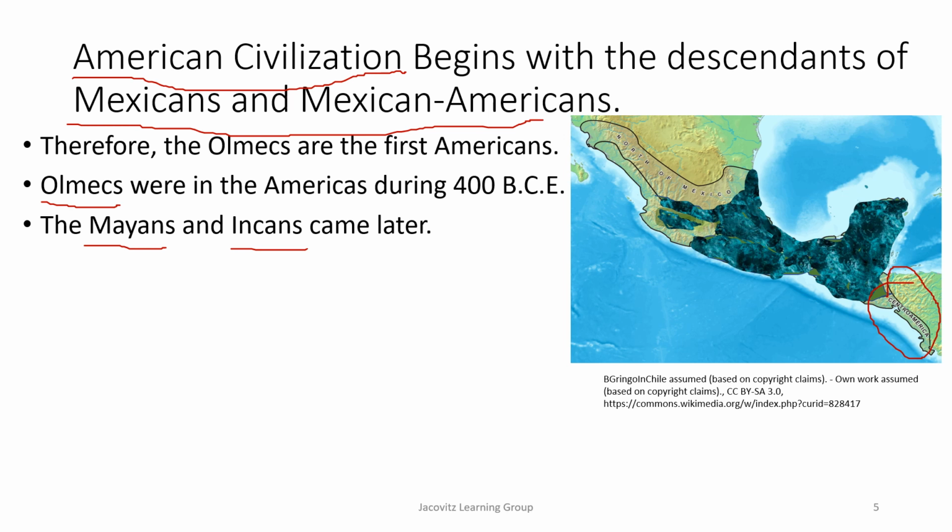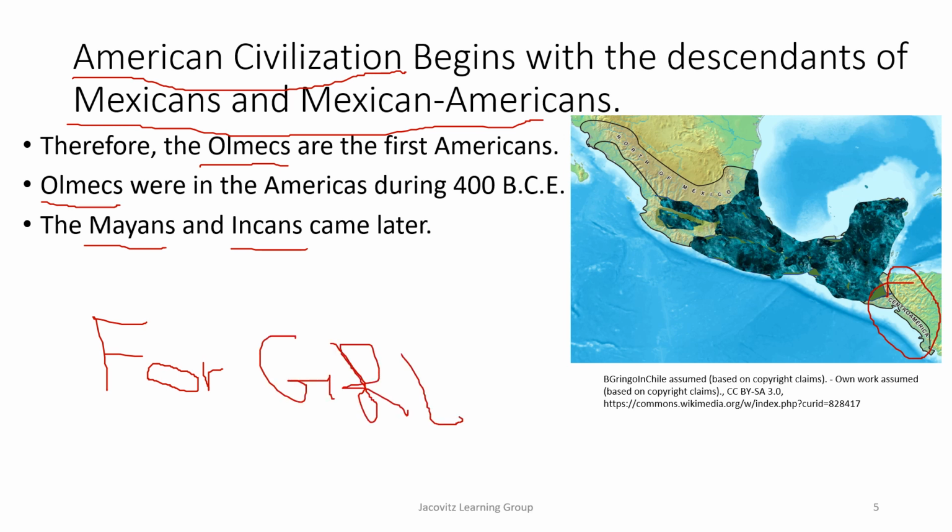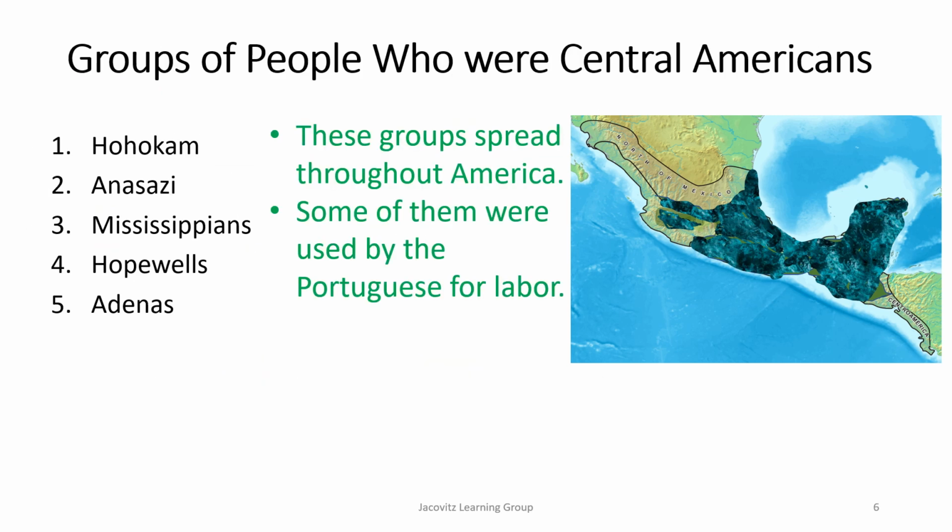were in the Americas during 400 before Common Era. That's the first group. That's for the GRE now. That's not necessarily standard for historians, but for the Graduate Record Exam, you want to know that the first people were the Olmecs. Then after them, the Mayans and Incans came later. Who are the people from these areas here, Central America? Those people were the Hokum, the Anasazi, the Mississippians, the Hopewells, and the Adinas.